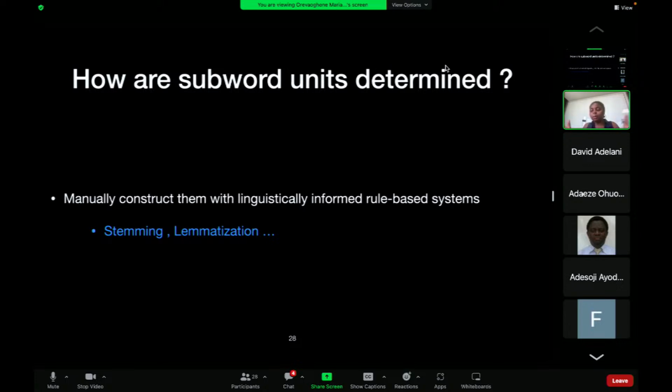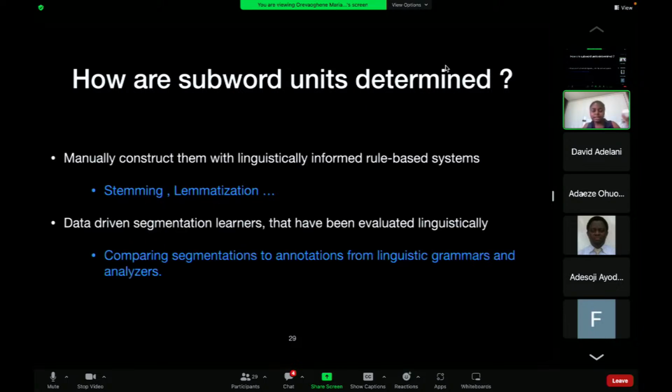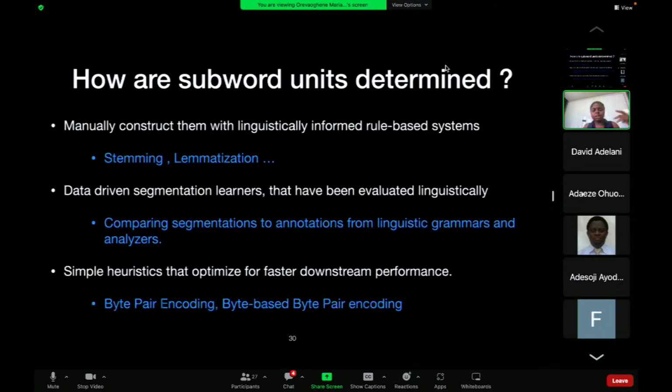When I see community, I split it into commune and it, and I build my vocabulary like this. Or it could be data driven, where you use some method to build your tokenizer and check if the fragmentations make sense linguistically. It could also be heuristics that optimize for faster downstream performance, like byte pair encoding and byte-based byte pair encoding. These are the de facto ones. I will talk about this more in the coming slides. These are the ones that have come to stay, the latest ones in NLP now.